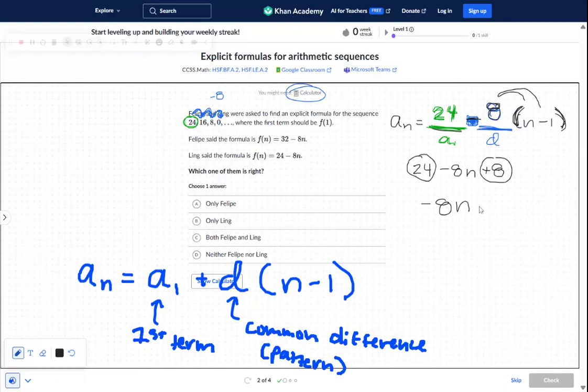Negative 8n plus 32. I don't know why he flipped the order. Typically, in standard form, we want the variable in front, but I'll let it slide. It's fine. So yep, it looks like Philippe was correct. Those of you that are like, how is that the same? Commutative property, we can rearrange the order. We could say 32 minus 8n, as long as the signs stay the same. 32 is still positive. 8n is still negative. You can see how that matches up. So in this example, Philippe was correct.